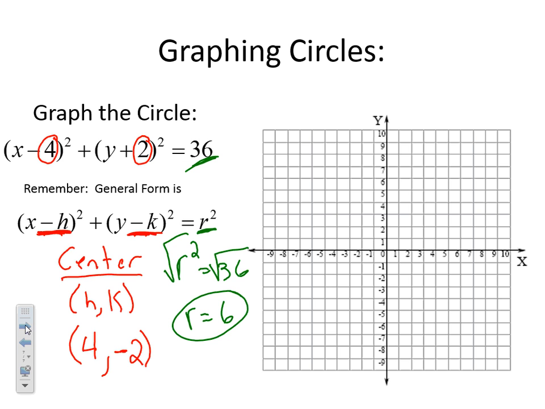Now that I know my radius and I know the center of my circle, I can graph it. I'm going to start with my center of a circle. So that's (4, -2). Over, right 4, down 2. There's my center. Once I have my center, all I have to do is go 6 out from there. So from here, I'm going to go up 6, put a point. I'm going to go to the right 6. I'm going to go down 6, and I'm going to go to the left 6.